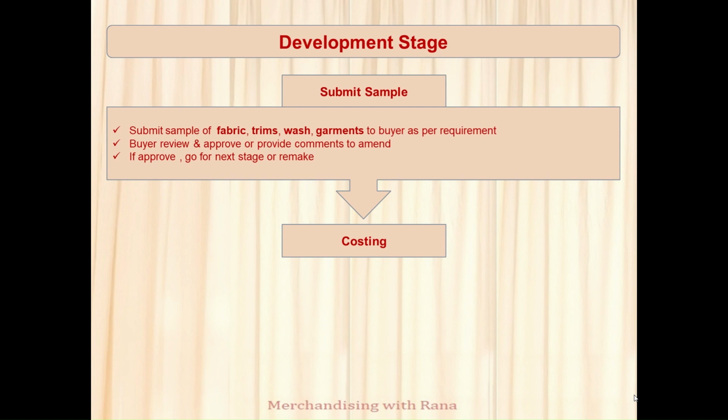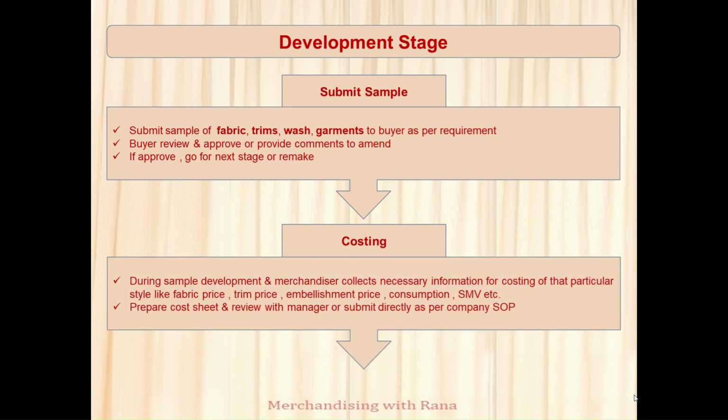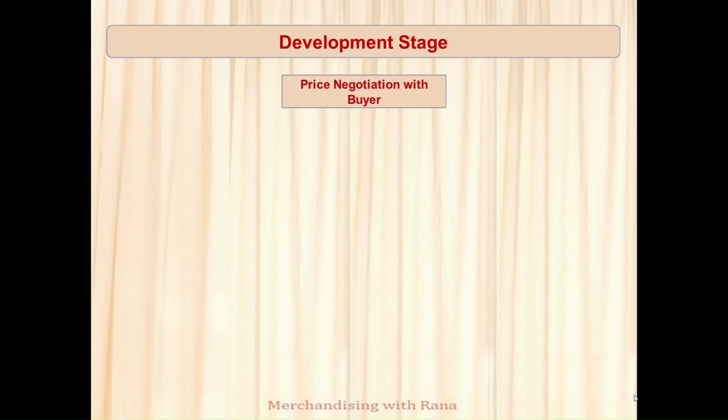Costing I can actually do simultaneously with the sampling process, but sometimes some samples are critical. So to get the actual assembly and actual consumption, I can wait until sample making. But in the meantime, I can collect the fabric price, trim price, and embellishment price, and once the sample is ready, I can collect the consumption, assembly, etc. I have to prepare the cost sheet and review it with the manager, or submit directly as per the company. Some companies allow the merchandiser to submit price directly. So the costing or price is already submitted to the buyer.